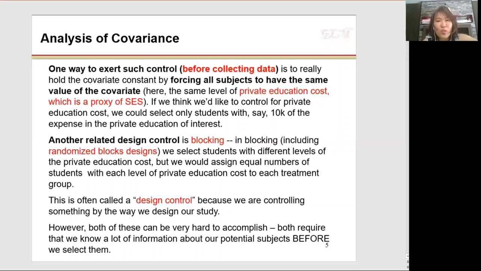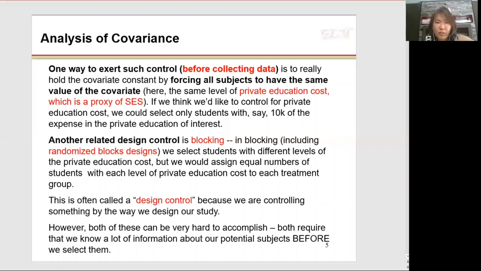Another related design control is blocking. In blocking, including randomized block designs, we select students with different levels of private education cost, but we assign equal numbers of students with each level of private education cost to each treatment group. This is a little bit better than the first method, right? Not just the 10K people, but all different income levels. Then you have the cells: 10K people, 20K people, 30K people. You select the same number of people to assign to each cell, block.